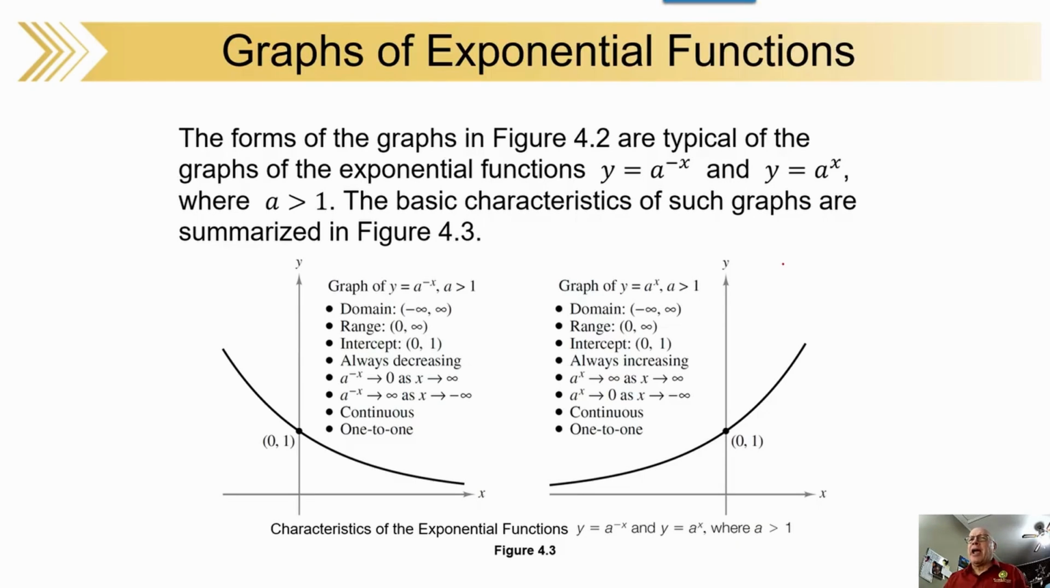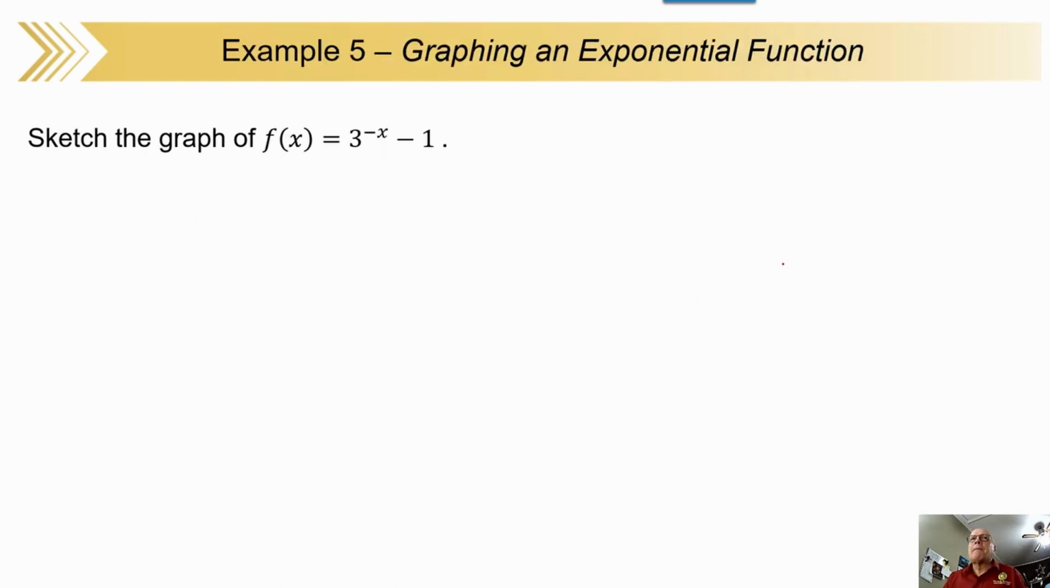Here are some things you can keep in mind, but it's not as important as just knowing how the graph goes. It is 1 to 1. You can switch the x and the y values and still have a function. And domain and range are as you see: domain is everything, range starts at 0 and goes to infinity. Of course, you've got the point 0, 1 for all of them, basically.